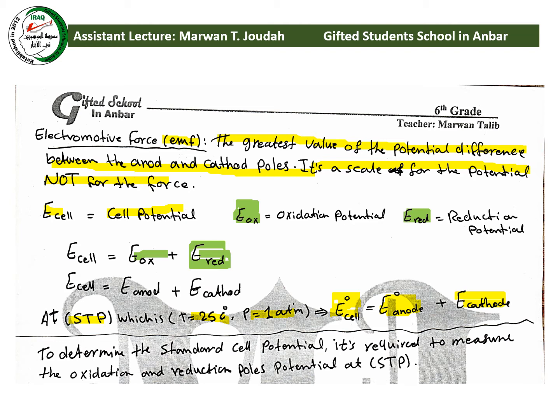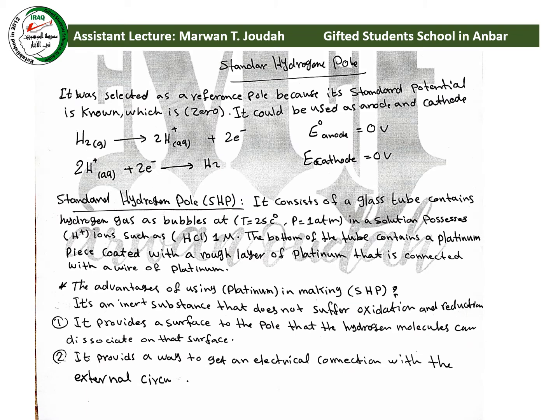To determine the standard cell potential, it's required to measure the oxidation and reduction poles' potential at STP. Okay, this is the standard one, the E cell standard, with the E standard for the anode and the E standard for the cathode. Now, the standard hydrogen pole is one of the important things that you need to understand, and why we chose the hydrogen pole over many other poles.